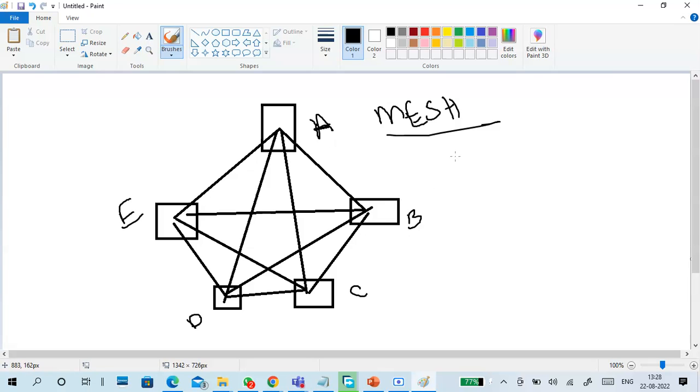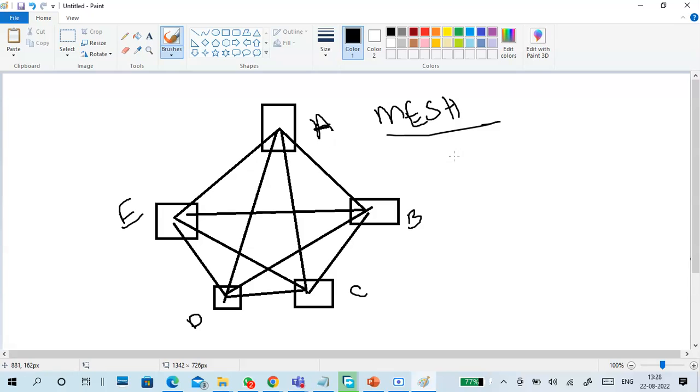To make communication, it connects to each and every one. A device is connected to all other devices, so that is called a mesh topology. It is highly reliable. Why? Because if a system, a device, or a cable is disconnected or down, no problem. All remaining communication will be as it is, with no interdependence.